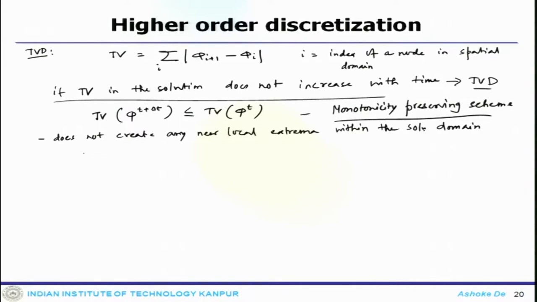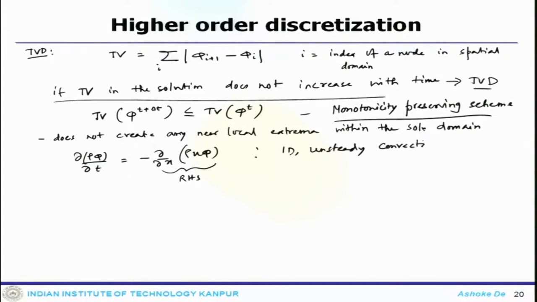So, now we can actually discuss the methodology for the construction of the TVD scheme. To start with, we can start with the unsteady one dimensional convection equation, which is rho u phi. This is the 1D unsteady convection equation. So, we start with that.